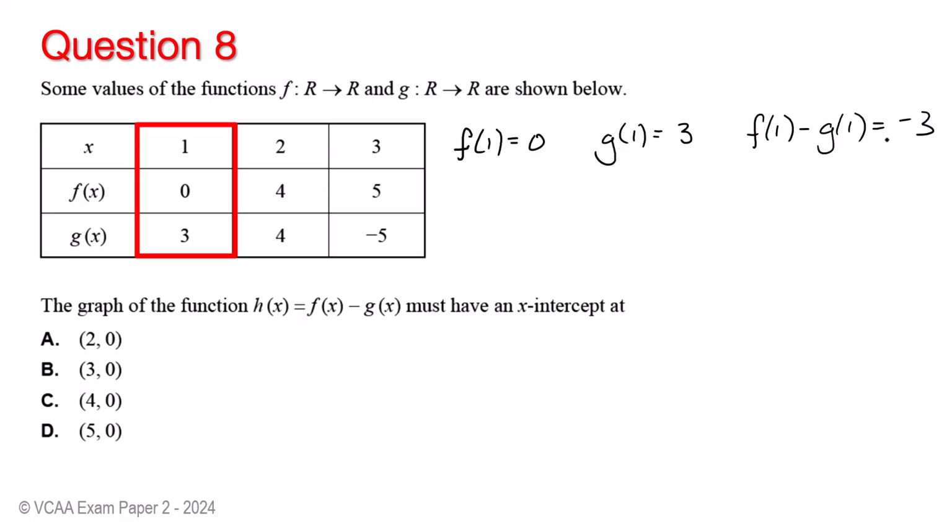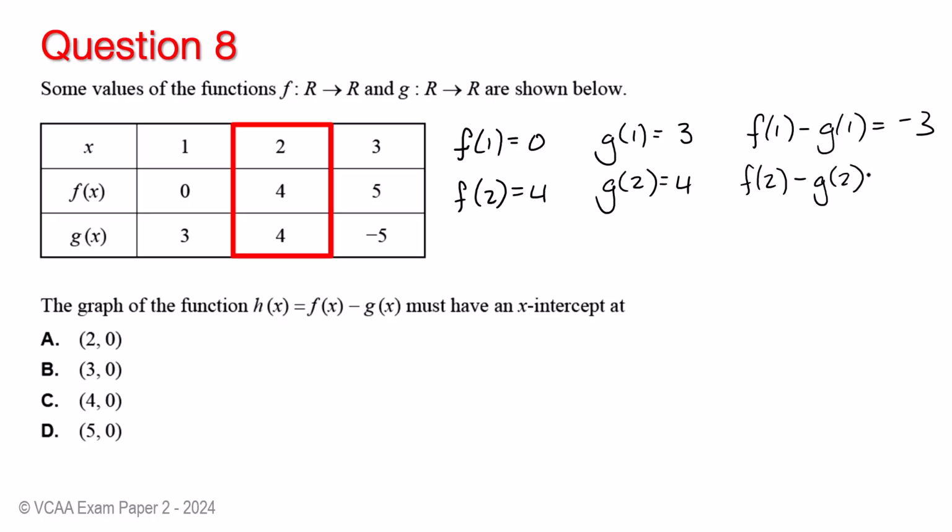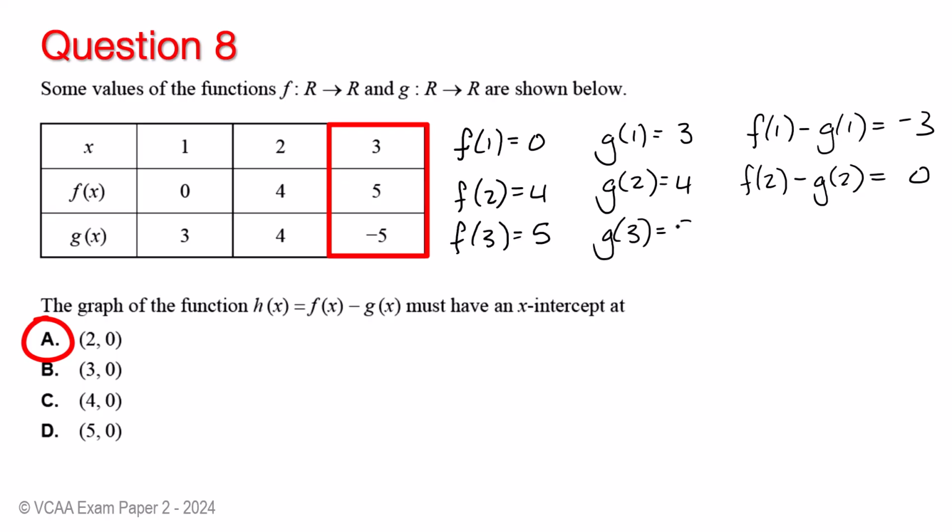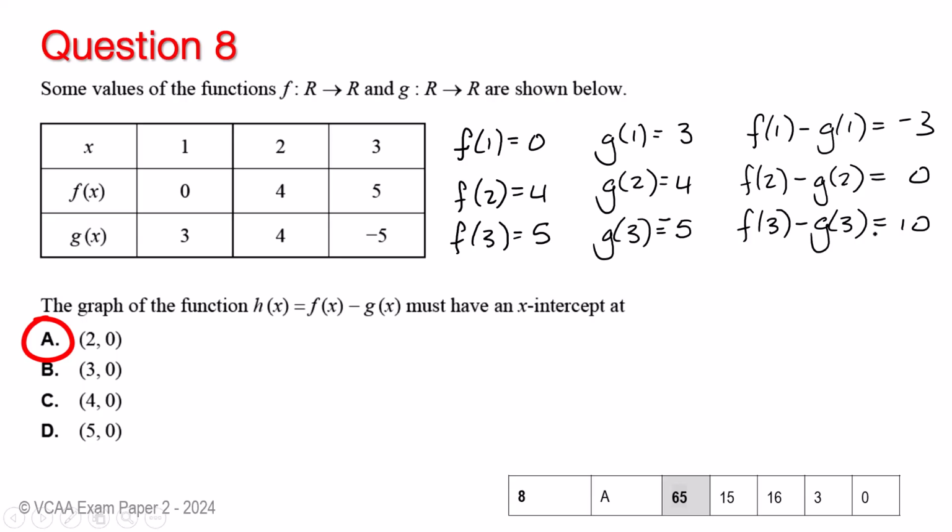which is not an x-axis intercept. When x equals 2, f of 2 equals 4, and g of 2 equals 4. So f of 2 minus g of 2 is equal to 0. So we have the point 2, 0, which is an x-axis intercept. When x equals 3, f of 3 equals 5, g of 3 equals -5, so f of 3 minus g of 3 equals 10, which is not an x-axis intercept. So the answer is A.